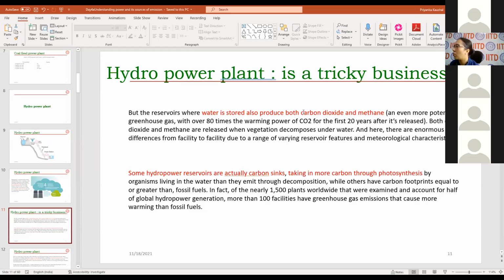This was one perspective. The other perspective says that some hydropower reservoirs are actually carbon sinks. That means they take up more carbon through photosynthesis than the organisms living in the water emit through their decomposition. Such data are also observed and reported, right? So what we all agree on, either way, is that vegetation grows on these dams.